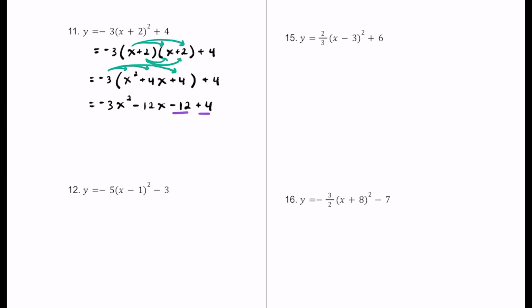Finally, we'll combine these constants at the end. So finally, we're going to have negative 3x squared minus 12x minus 8. All right, and so our final quadratic equation has a value of negative 3, b is equal to negative 12, and c is equal to negative 8.